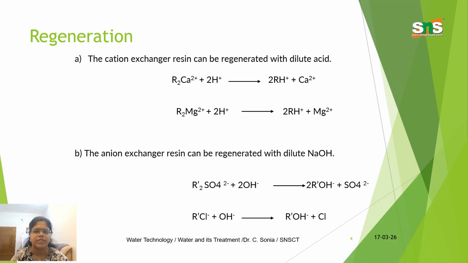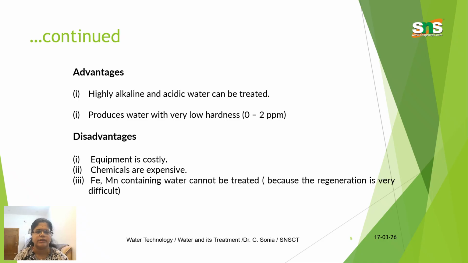In the anion exchanger, the resin can be regenerated with dilute sodium hydroxide. You can see the anion resin is treated with the alkali, where the sulfate ion, or the anion, is replaced by the alkali. So this is the regeneration process.